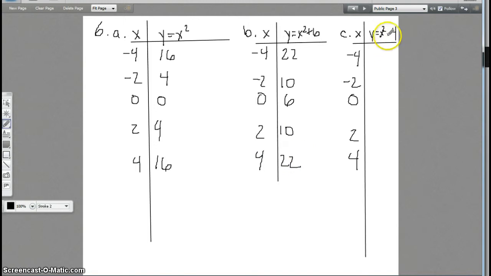Okay, now we're going to look at our last one, y equals x squared minus 4. Again, I'm going to take my x squared value, and then I'm going to subtract 4. So 16 minus 4 is 12. 4 minus 4 is 0. 0 minus 4 is negative 4. 4 minus 4 is 0 again. And 16 minus 4 is 12. Whoops, sorry, I'm off the edge. And I will show how to graph these in the part 2 video.